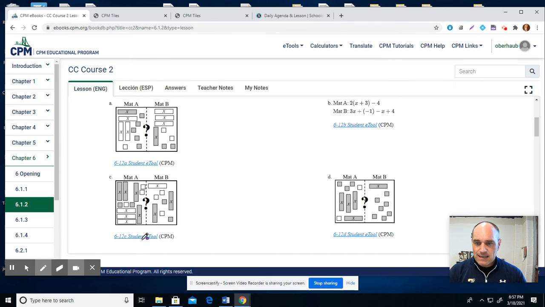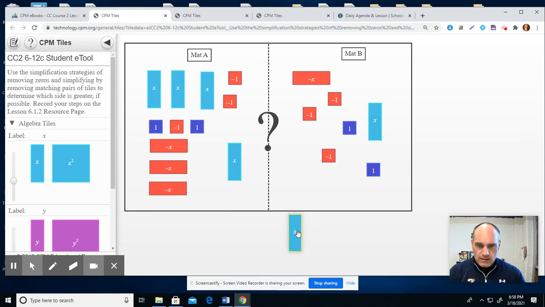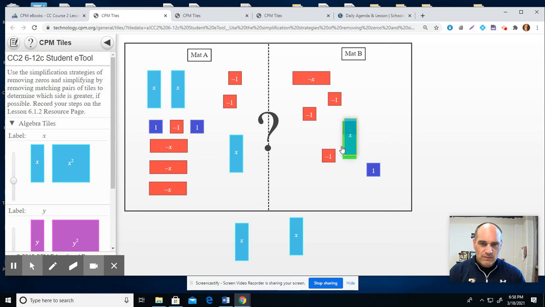On C, all right, we're going to use our tool. Nice thing is this time they've already put stuff on. So let's see. I'm going to need to take things off of here. So I'm going to start with this. I'm going to start taking the same amount off of each side. So that keeps them equal. So I take an x off, take an x off. I have another positive x on both sides, so I can take those off.